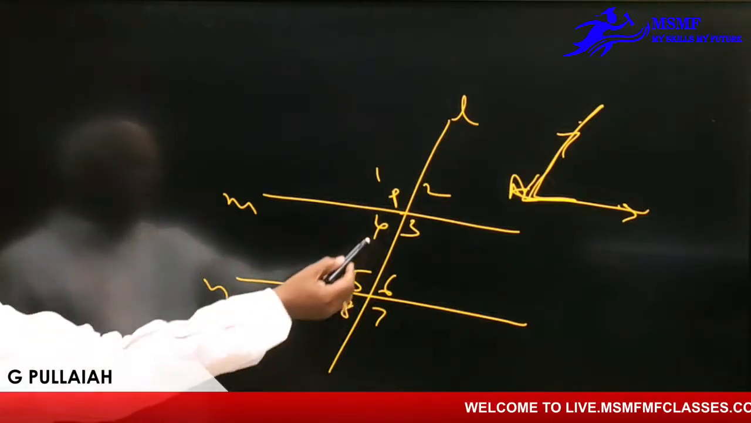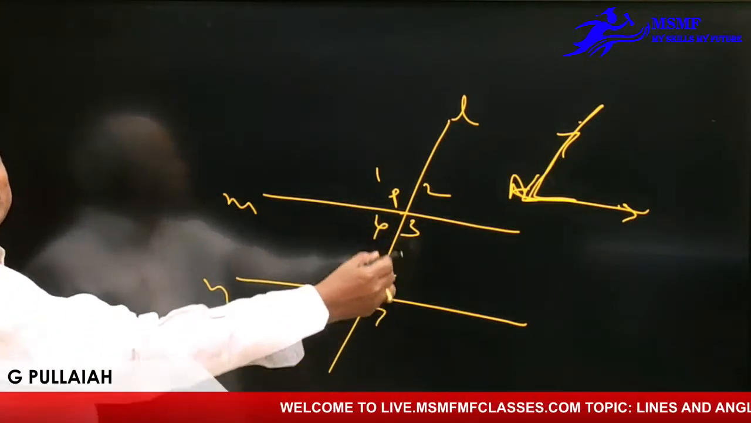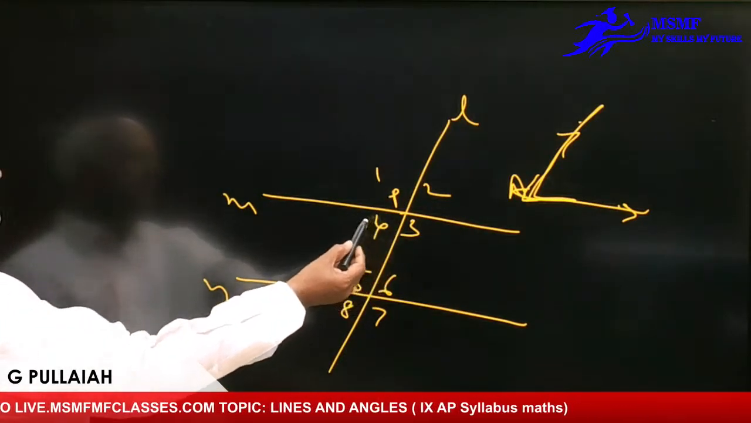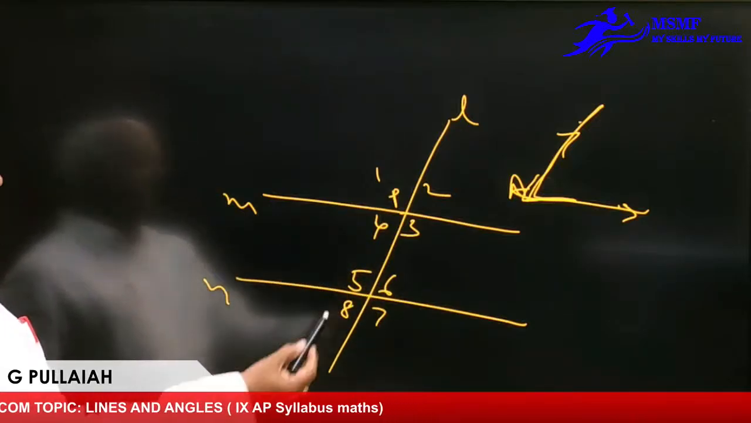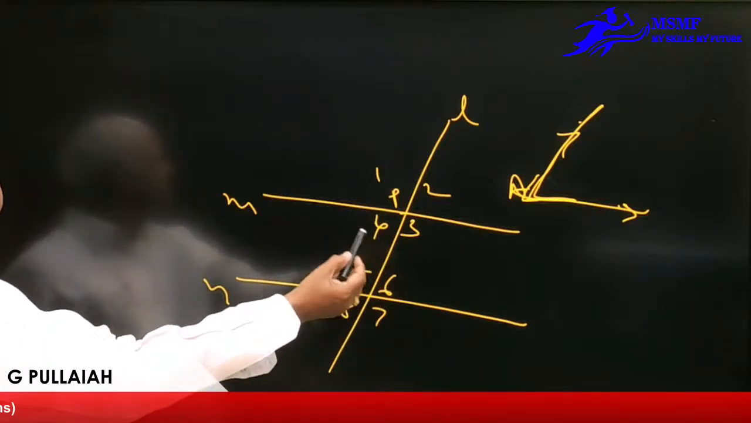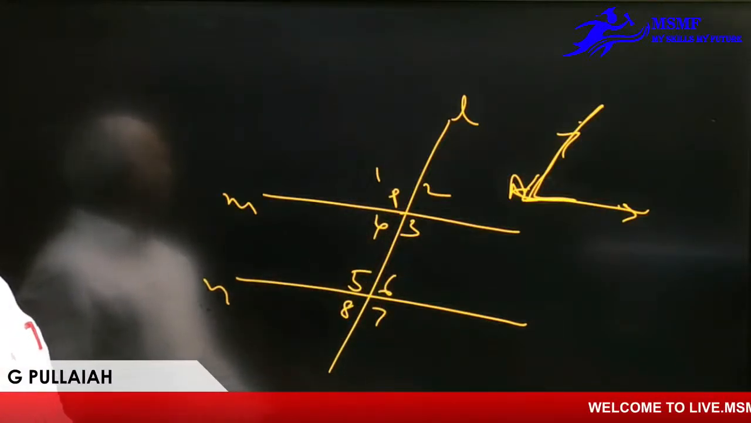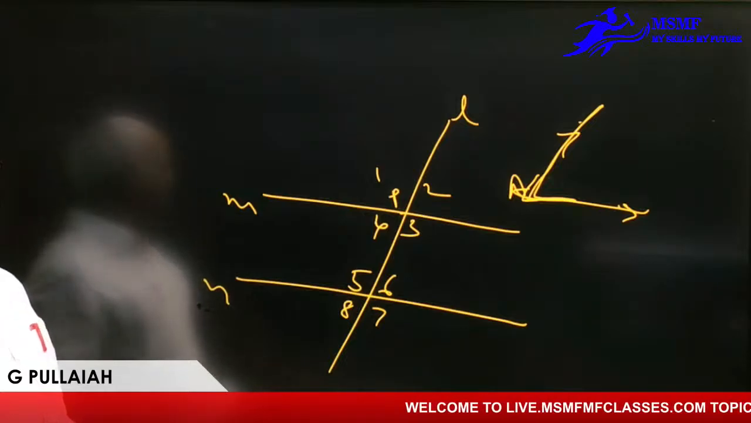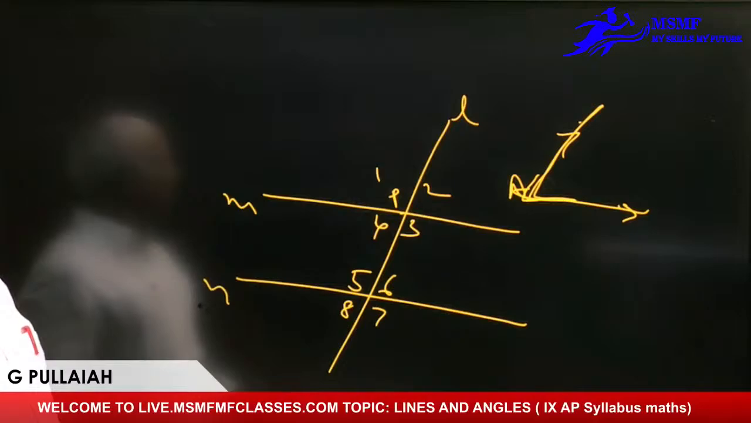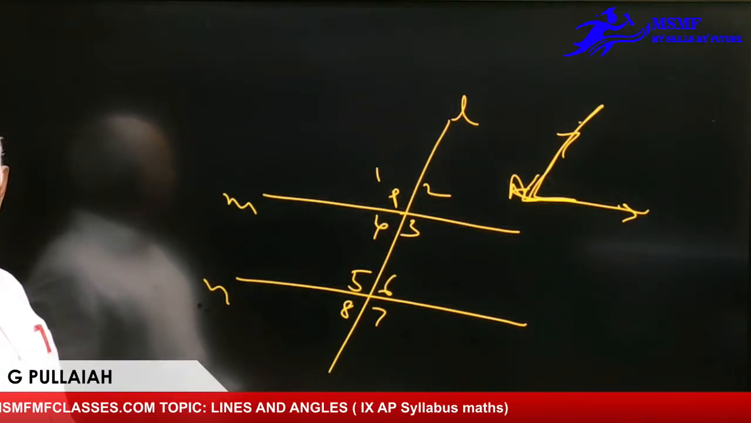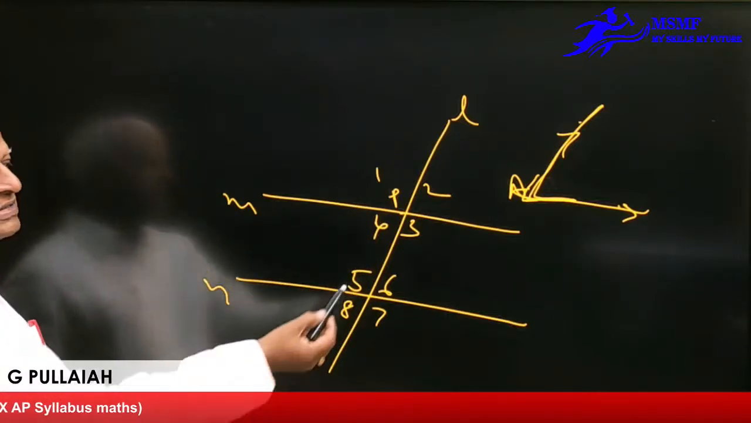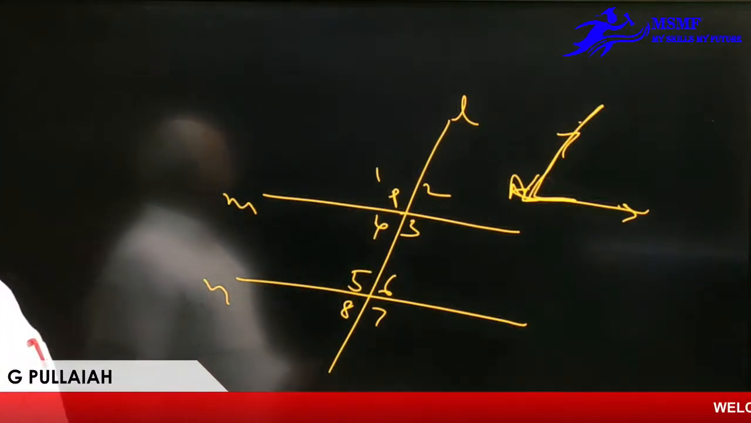In these 8 angles, let us say M and N are 2 lines. Within the interior of these 2 lines, we have some angles. They are 3, 4, 5, 6. These 3, 4, 5 and 6 are the angles between the 2 lines M and N. So these 4 angles are said to be the interior angles.